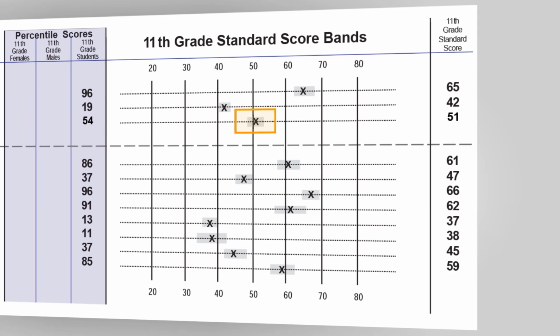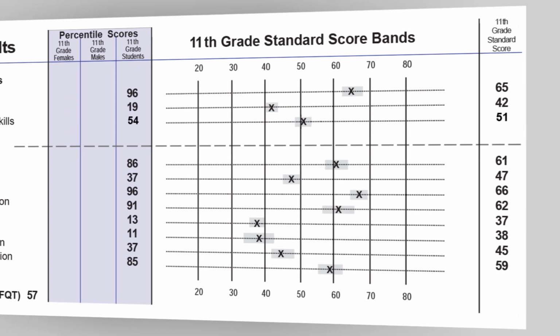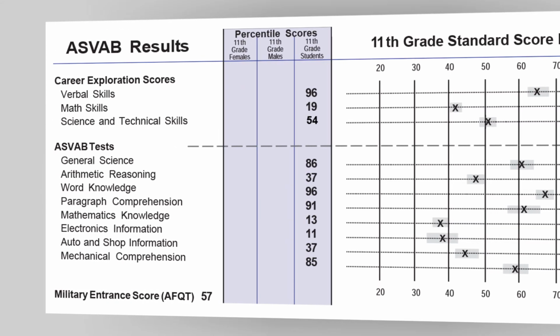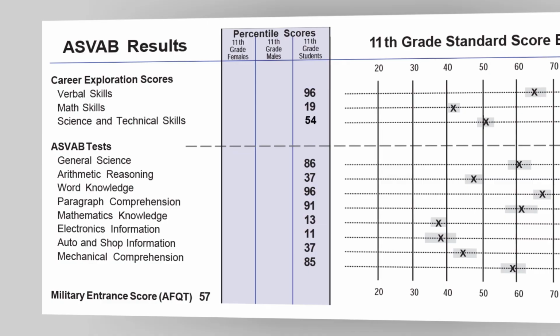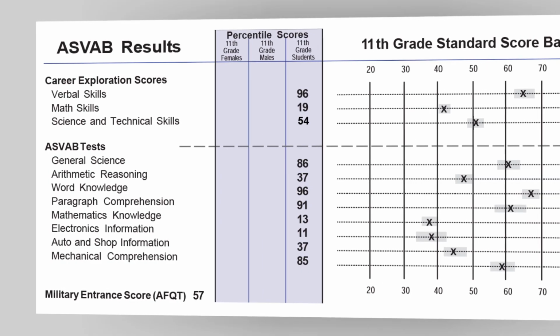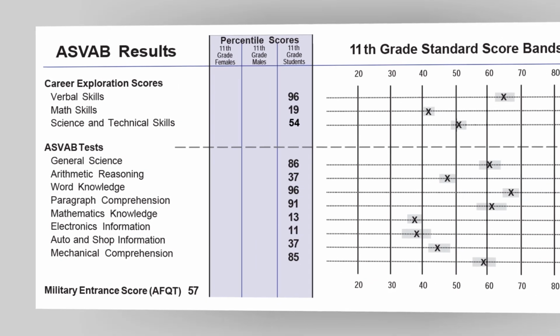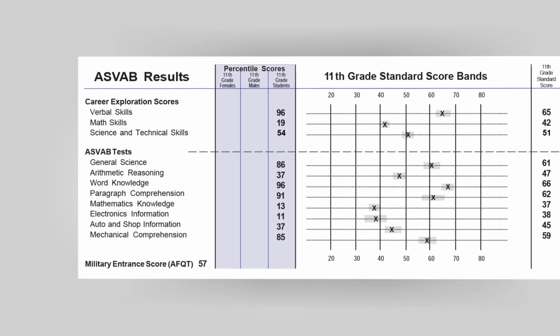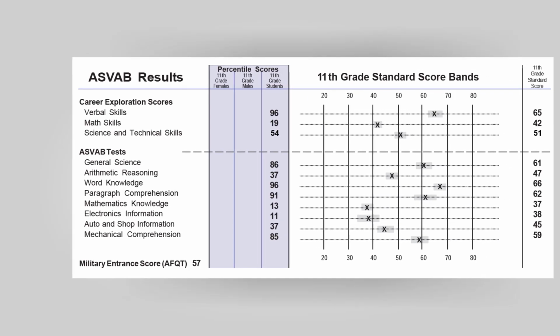In addition to your Career Exploration scores, you'll also see ASVAB Subtest scores. If you've taken the CEP ICAT, your results sheet will look a little different and include an additional subtest score. However, the same explanation applies. Each of the Career Exploration scores is made up of a combination of some of the individual ASVAB subtests.